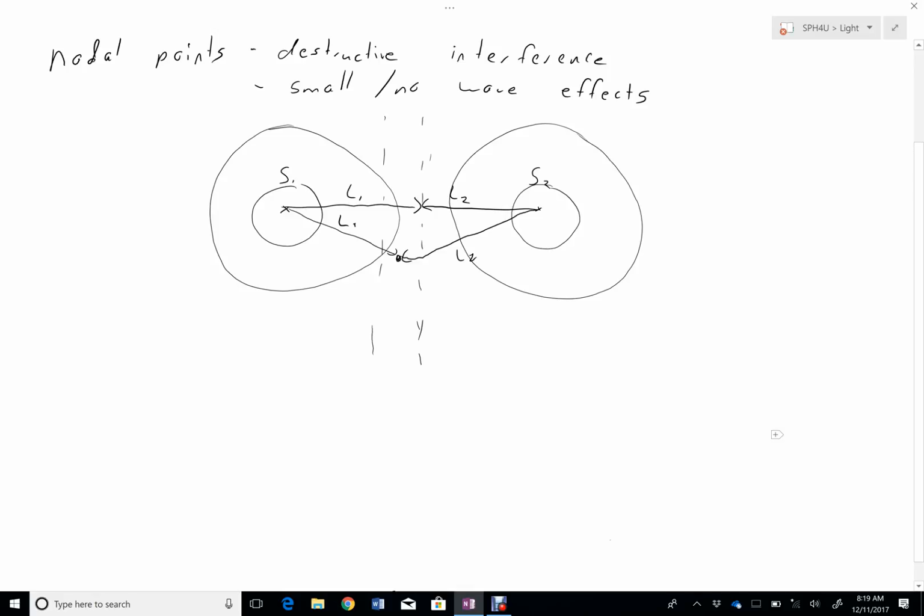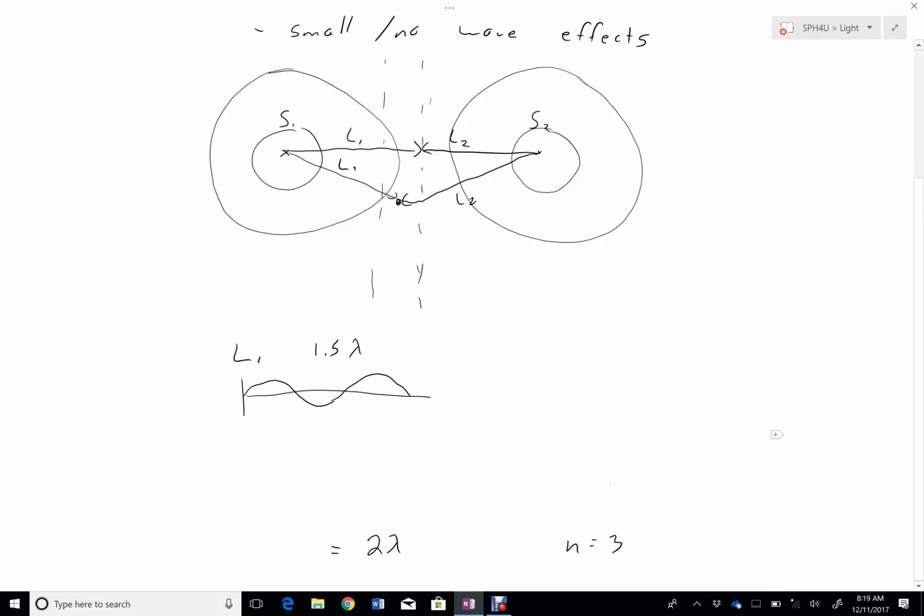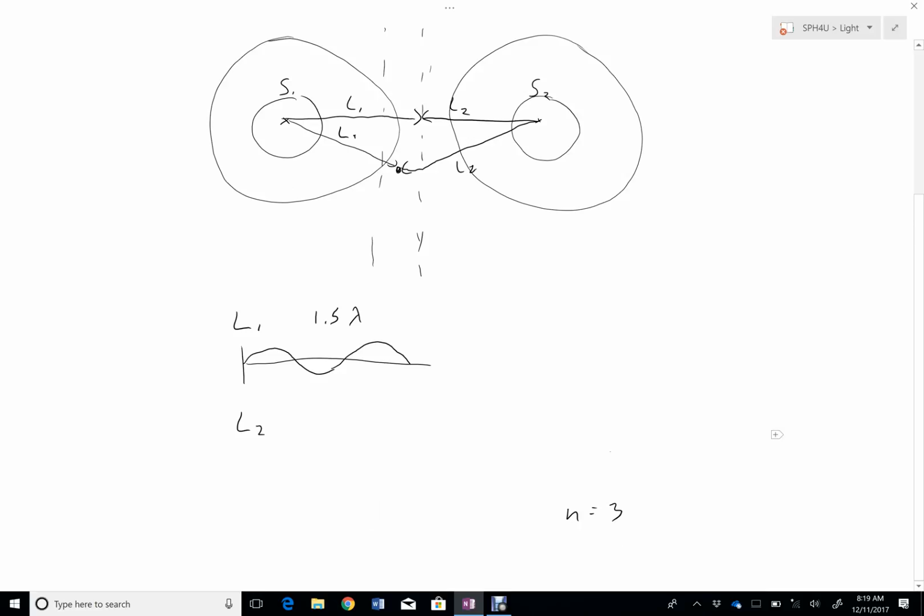So let's imagine L1 here as a line starting like this. So we'll make it just an arbitrary choice here, 1.5 wavelengths. And then let's imagine L2, sorry, that's from the previous video, I'll just get rid of those if I can. There they go. Okay, now we can imagine L2.